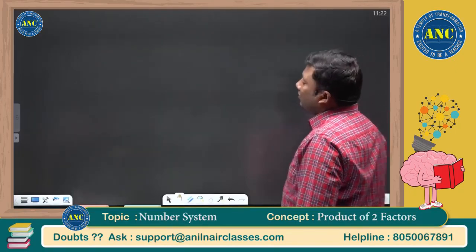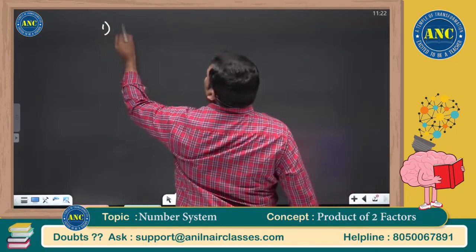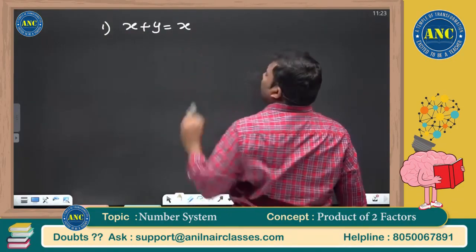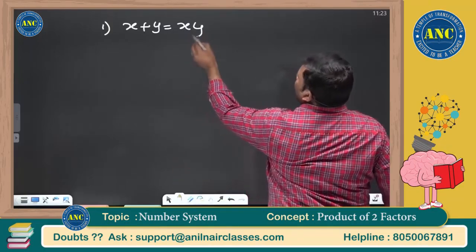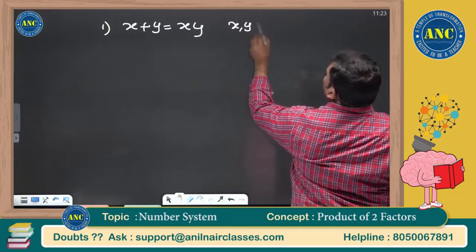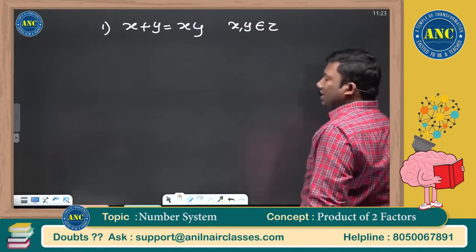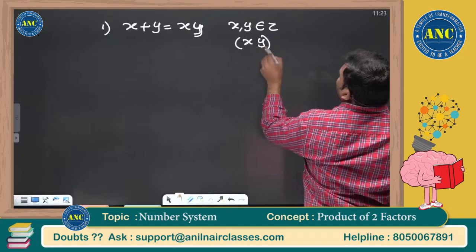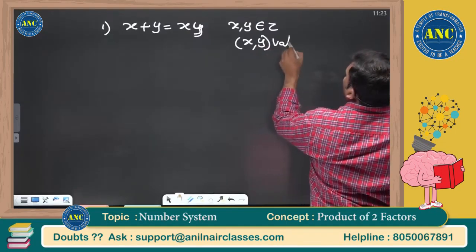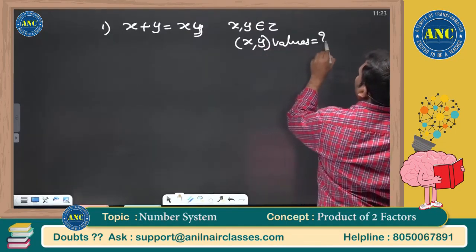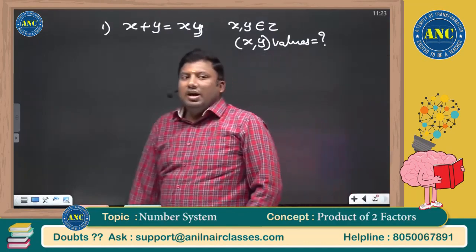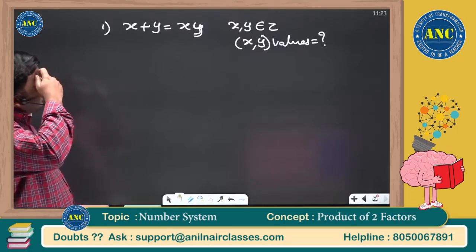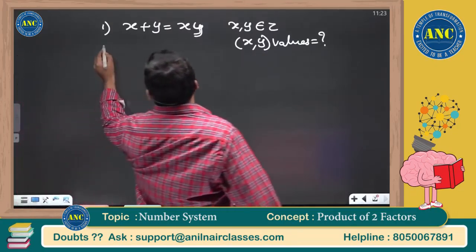First question. x plus y is equivalent to x into y, where x and y are integers. How many values x comma y will satisfy this equation?